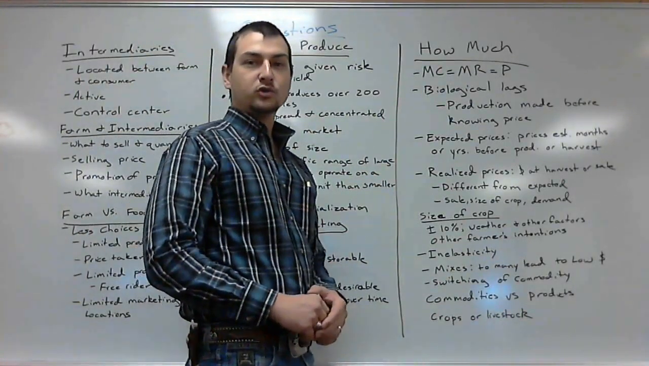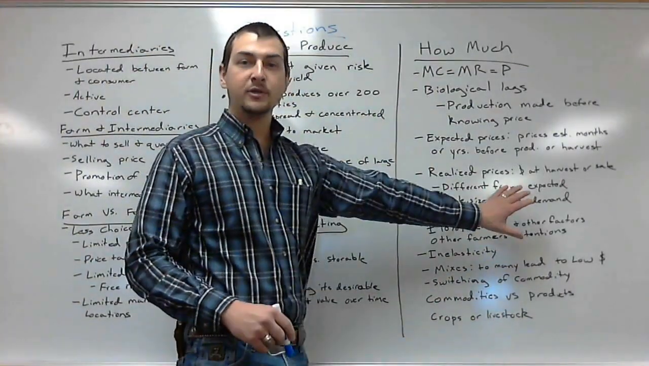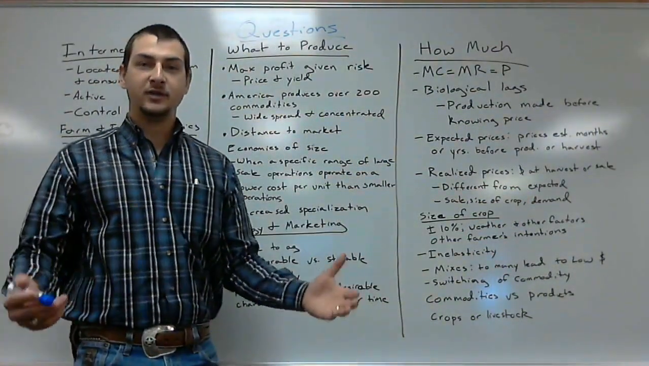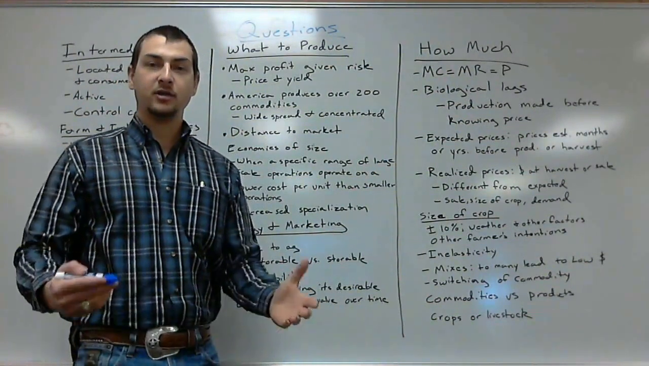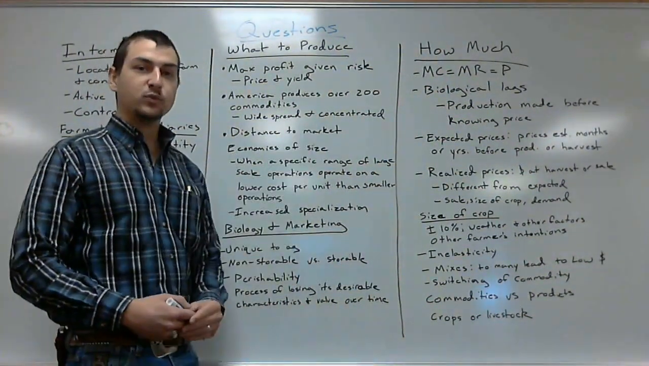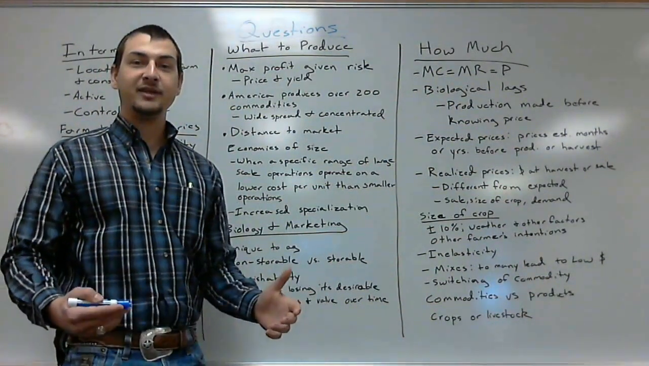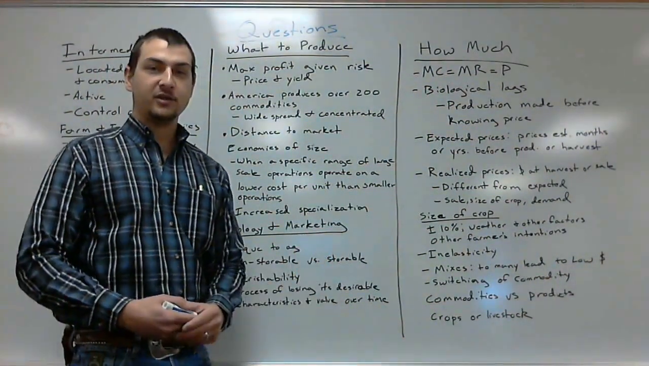Another question that agricultural producers must face is how much are they going to produce? Now that they have decided what they are going to produce, given their area, their climate, how much risk they're willing to take, their distance to the market, and things of that nature, now they must decide how much they are going to produce.